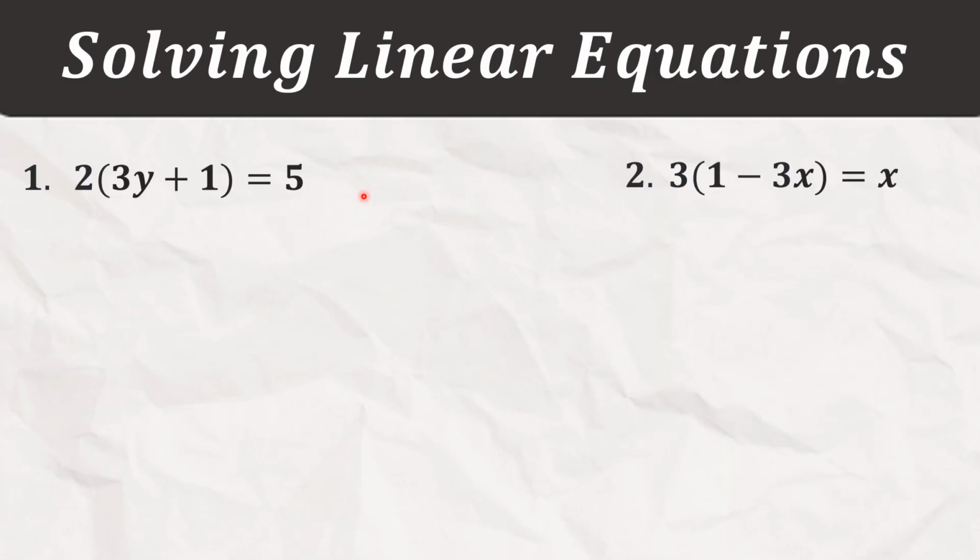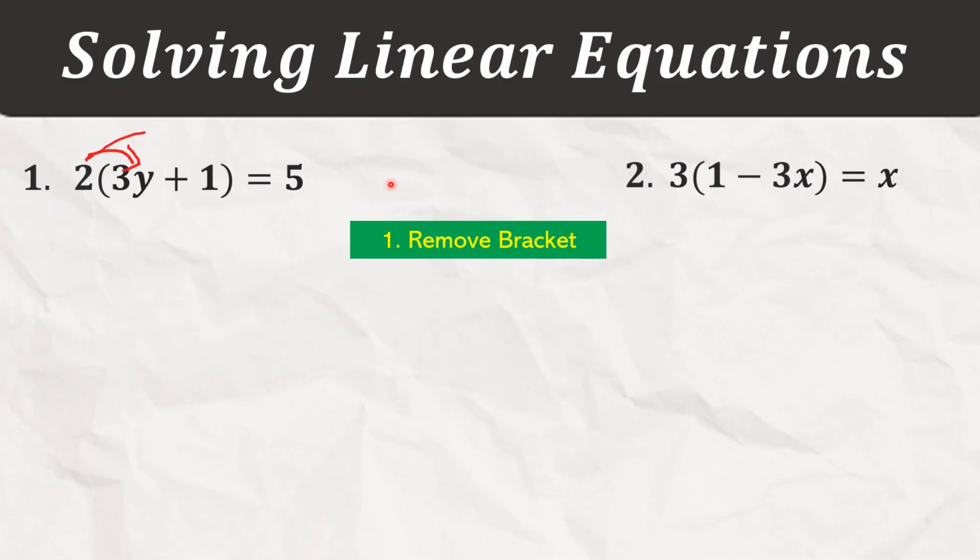Over here, we see two equations, both involving brackets. To solve them, I will need to break open the bracket first, then deal with the runners and bodyguards. Let's start off with the first equation on the left. To break open the bracket, I will apply the rainbow method. I get 2 times 3y, which gives me 6y, and 2 multiplied by 1, which gives me 2. So this derives 6y plus 2 equals 5.